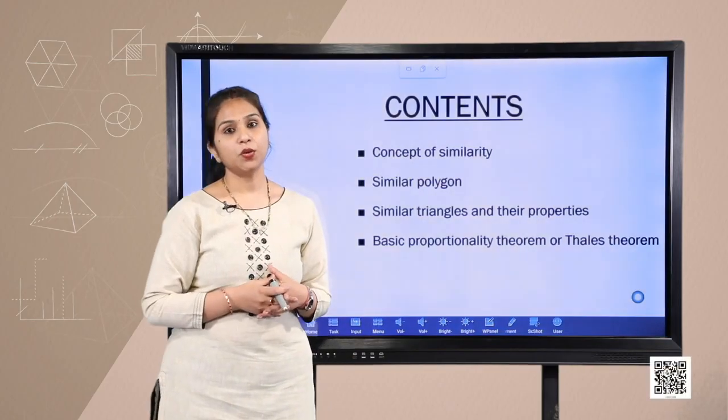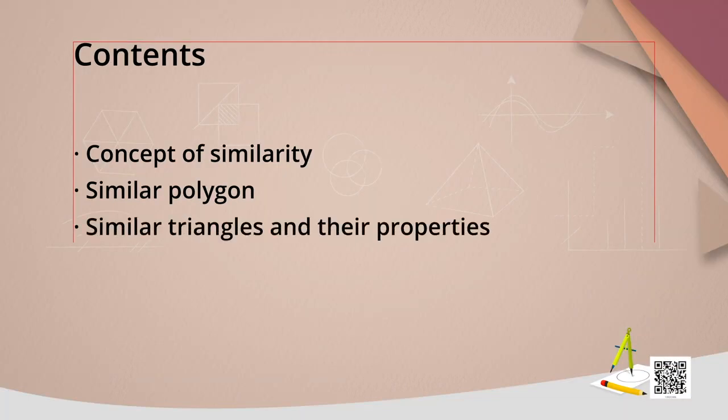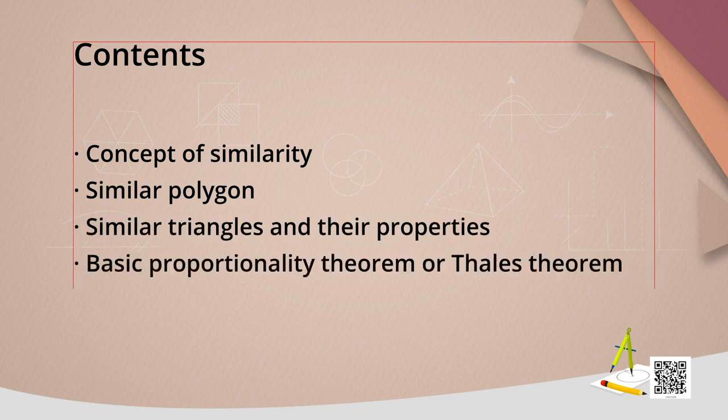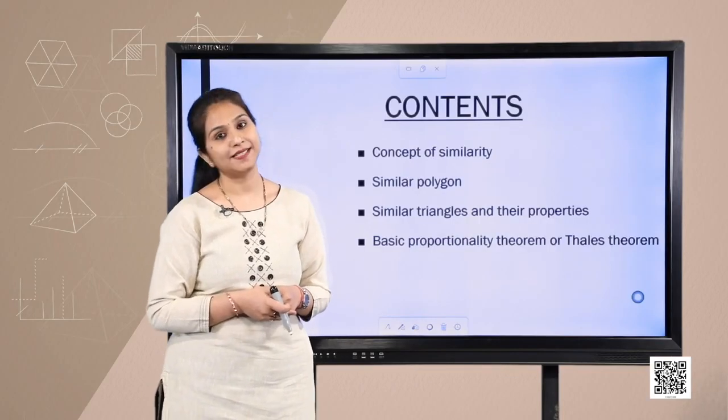In this chapter, we are going to discuss the concept of similarity, similar polygons, similar triangles and their properties, and lastly we are going to discuss one very important theorem, the Basic Proportionality Theorem, which is also known as Thales' theorem. So let's start.